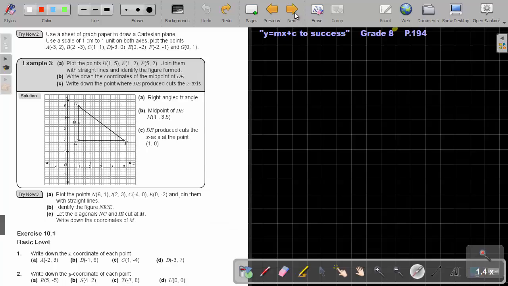Okay. And now, I want you to stop the video and do Try Now 2. You can use graph paper, but if you don't have graph paper, you can also use a grid, which I'm going to use in this explanation. Okay, let's start. Use a sheet of graph paper. As I said, I'm going to use a grid to draw a Cartesian plane. Now, when you draw the Cartesian plane, always look for the highest value and the lowest value. So use a scale of 1 centimeter to 1 unit on both axes and plot the points.